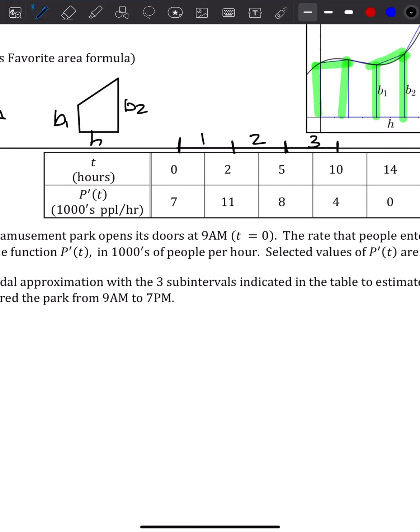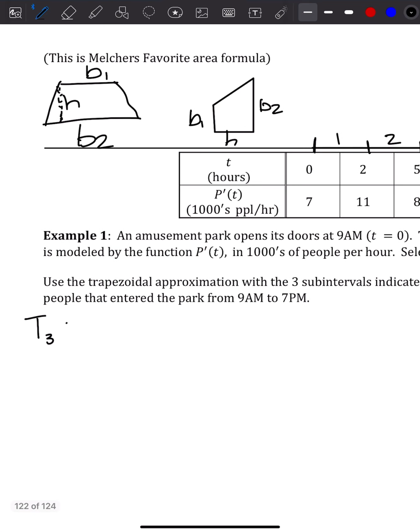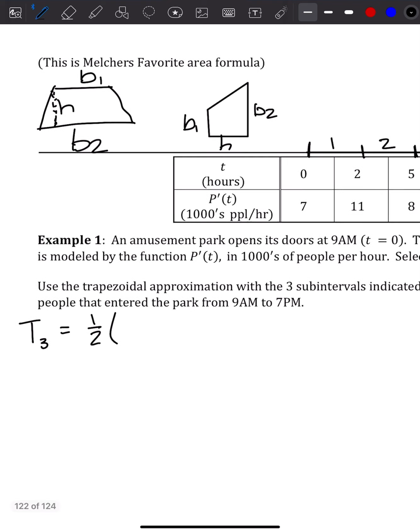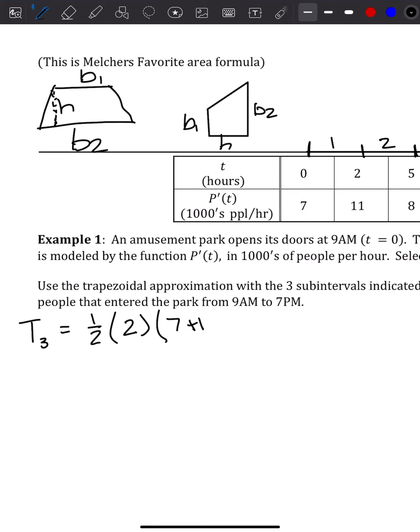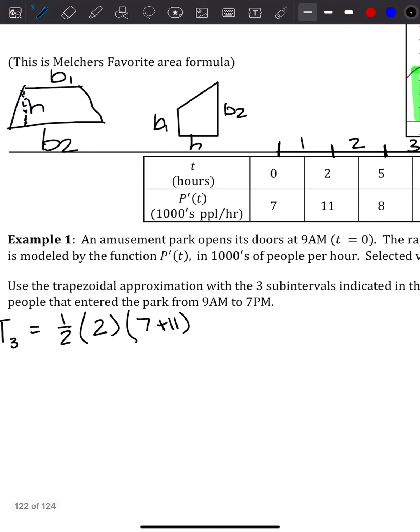Okay, so we need our formula here. I'm going to start with 1/2 times. We want our height, which is going to be the distance between our x values. So the distance between 0 and 2 is 2. And then we're going to multiply it by the bases added together. Our bases are just our y values. So we have 7 plus 11.